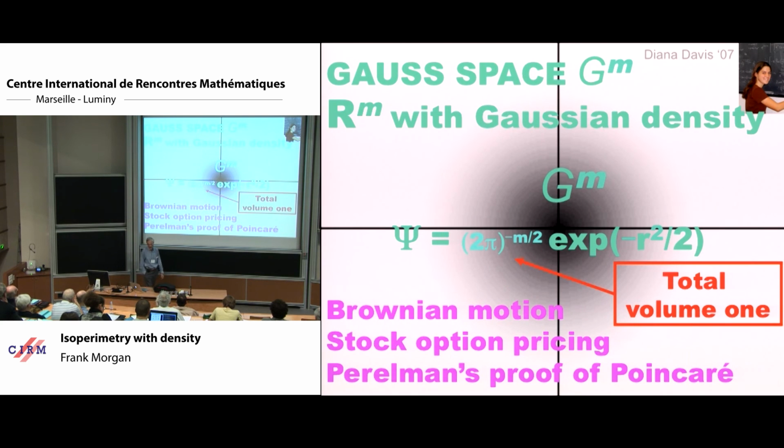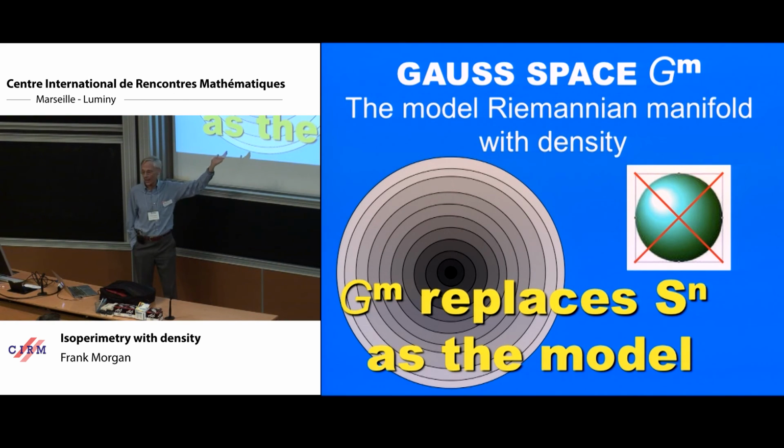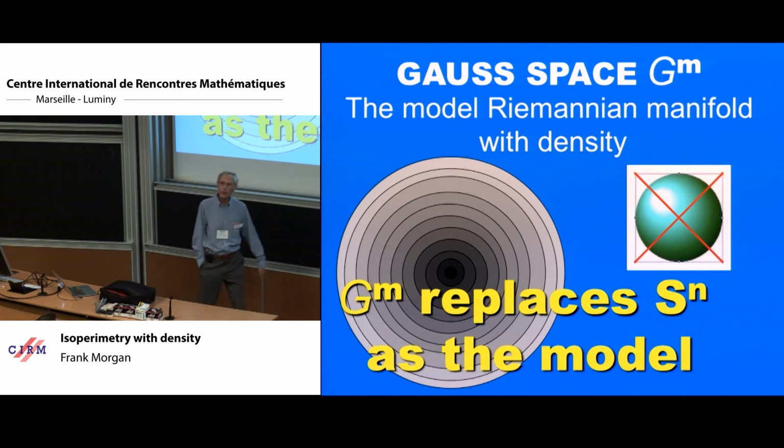What does that mean? Gauss space, in the category of manifolds with density, becomes the model space to compare every other manifold with density to. It dethrones the sphere as the most important example. Most important example is Gauss space. But I'm not going to talk a lot about that today.